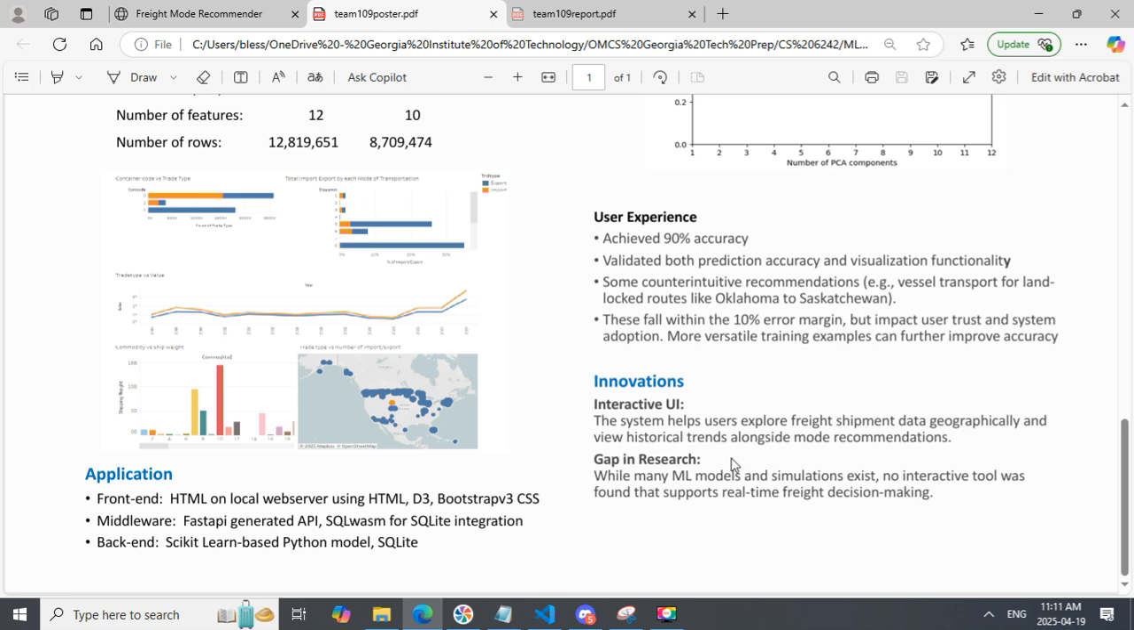And so we have an interactive UI that's part of our innovation, and it helps the users to plan their shipments and get a reliable mode of transportation recommended. Although there have been different approaches to this in the past by other researchers, none of them actually combines an interactive tool that supports real-time freight decision making with a machine learning model.